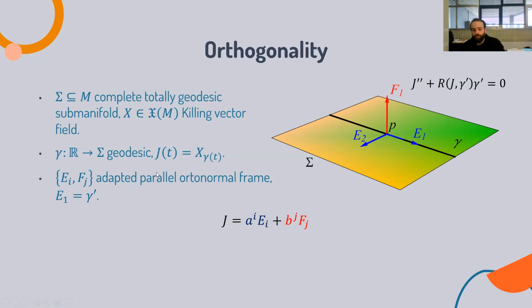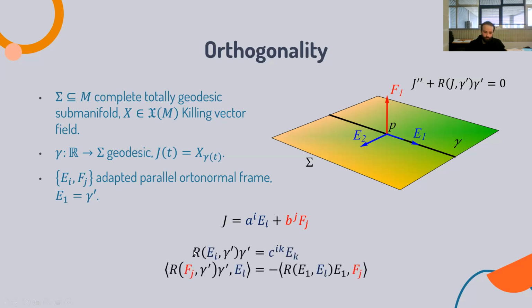So now we simply write J as a combination of these fields, and we have a tangent part in blue, which is the first summand with the E sub i's, and then we have the normal part, which is the summands involving the F sub j's. Now we need to know what happens when we take the second derivative of this field and when we apply the Jacobi operator. Taking second derivatives in practice is simply taking the second derivatives of the coordinate functions because we are using parallel fields. But it turns out that if we apply the Jacobi operator to the tangent part and the normal part, those will remain tangent and normal respectively.